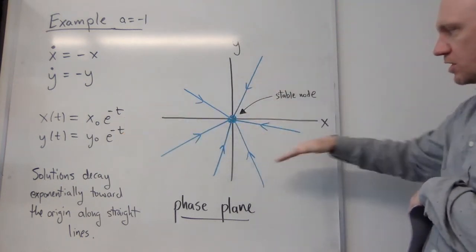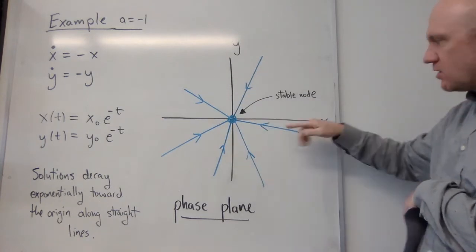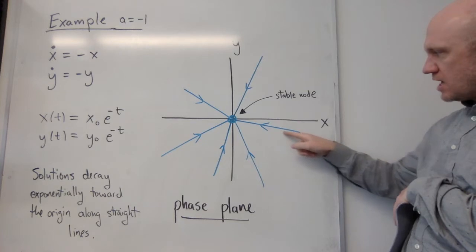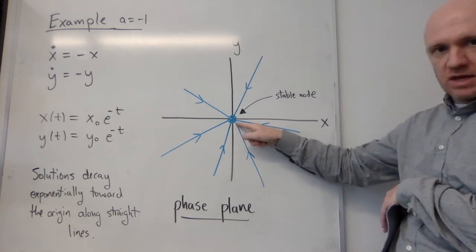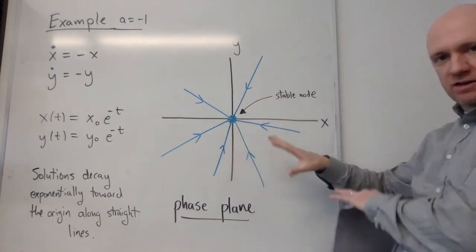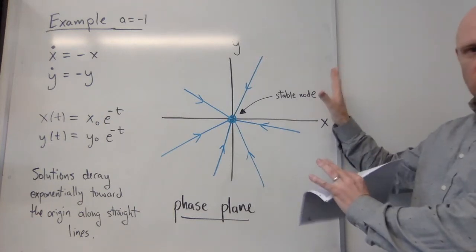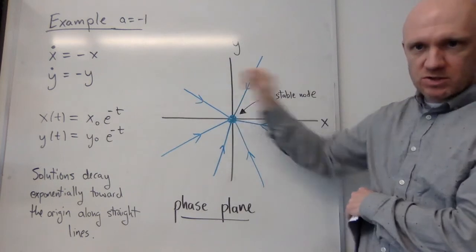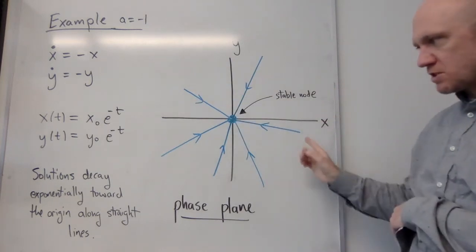So you start somewhere in the plane. I'm going to start with an initial value, x naught, y naught. And then I let my solution run. It's going to decay exponentially toward the origin. And that's how I graph all of the possible solutions at one time. This is what takes the place of the phase line for two-dimensional systems. Great, so it's the phase plane.